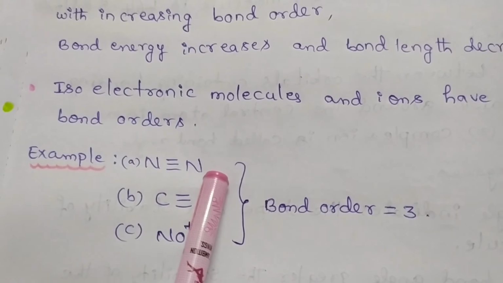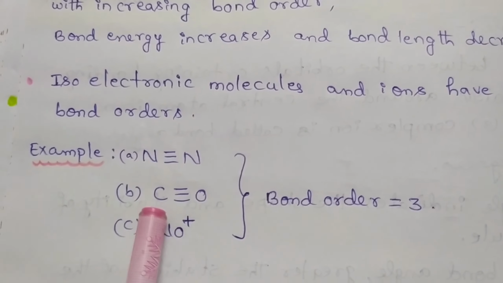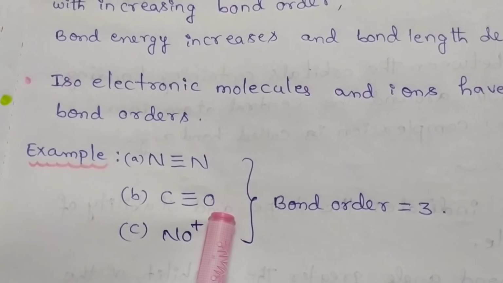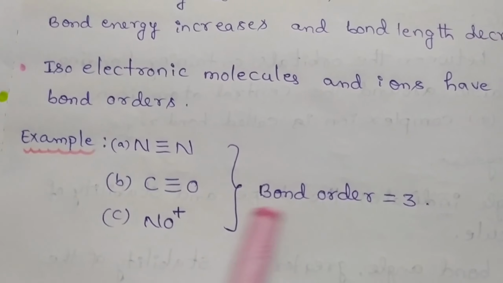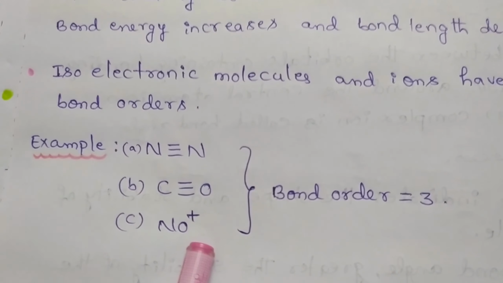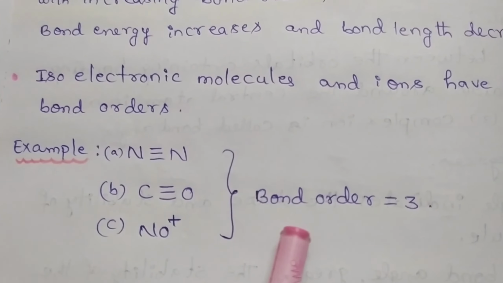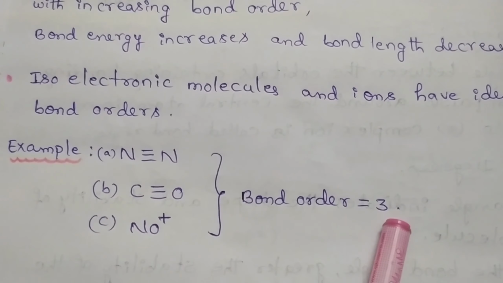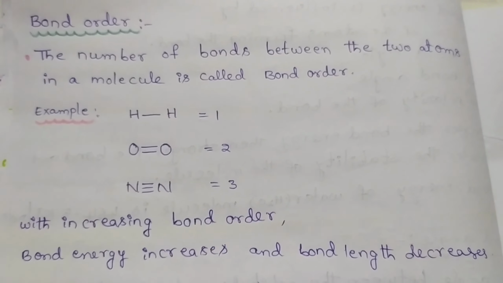In nitrogen and carbon monoxide, we observe 3 bonds between the two atoms. So here the bond order is equal to 3. Whereas in NO plus ion, there are 3 bonds present between nitrogen and oxygen. So here the bond order is equal to 3. This is the information about bond order.